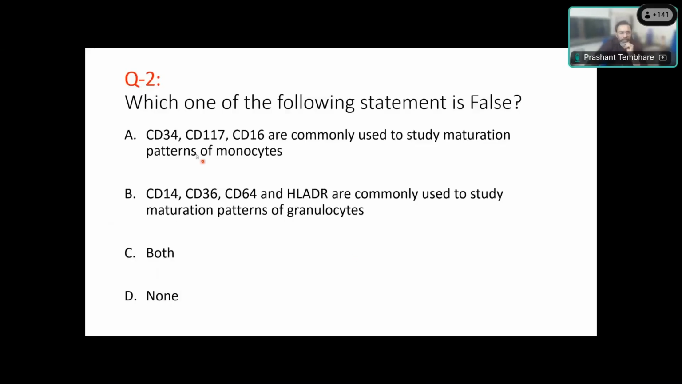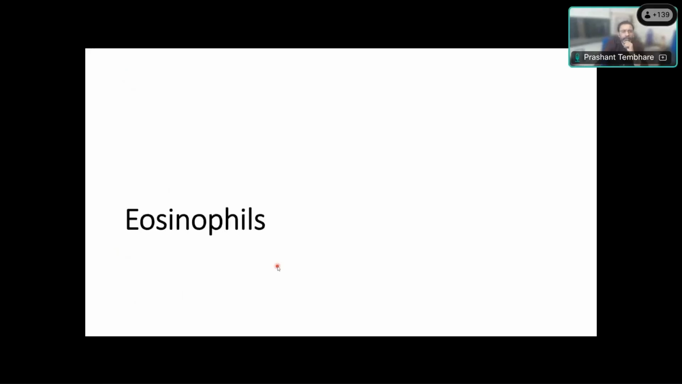Which is the correct one? Yes, that is true. So it is both options, because we use CD14, CD36 and HLA-DR not for granulocytes but for monocytes. CD34 and CD117 are used for the blasts, and CD16 is used for granulocytes or even monocytes. So both these statements are wrong. Correct. Okay, let's go to the next.